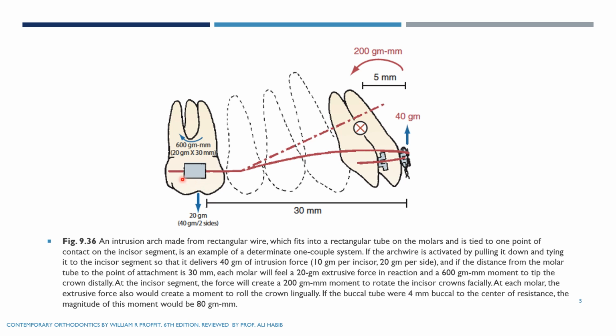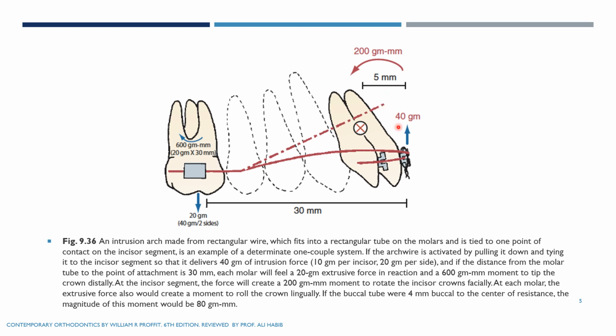I mentioned this is an intrusion arch. It's a wire that is inserted between molars posteriorly, the first molars, and anteriorly the incisors, lateral, central, central, lateral. To activate it, we do the V bend here, which will raise the anterior arm up into the vestibule.